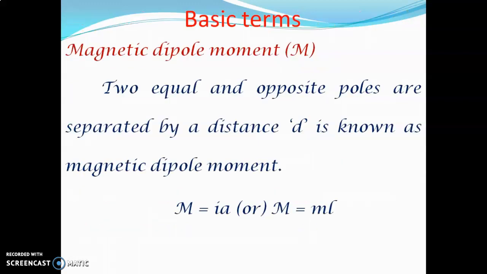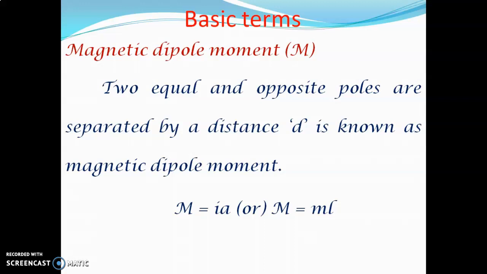Now we'll see some basic terms of magnetic materials. Then we will see how magnetism is created in a magnet, and then we will see something about the hysteresis loop and ferromagnetic materials. So now we are going to see some basic terms.